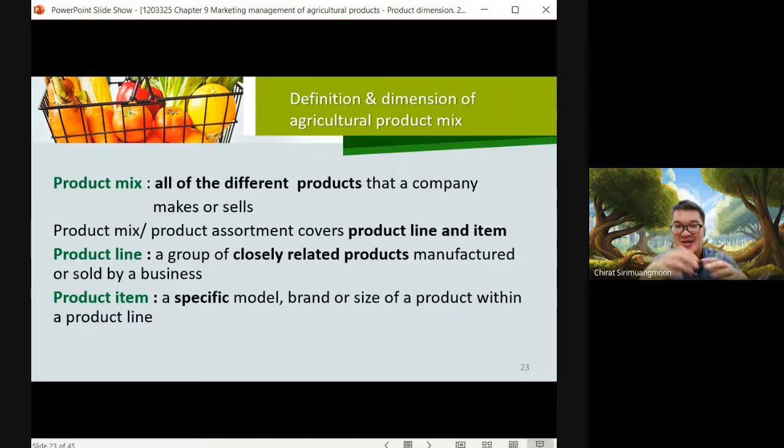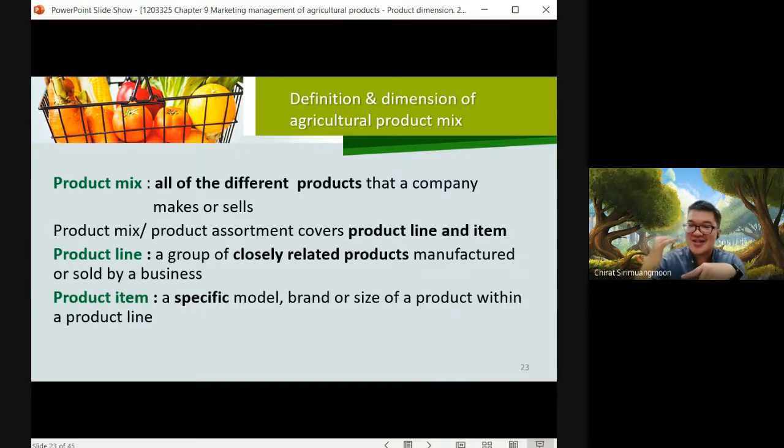Product line is a group of products that have a close relationship. For example, in my food factory, I have two product lines. The first one is the snack line. The second one is the instant noodle line. Each line has some other products. For the snack line, I have popcorn, wafer, and rice cracker.